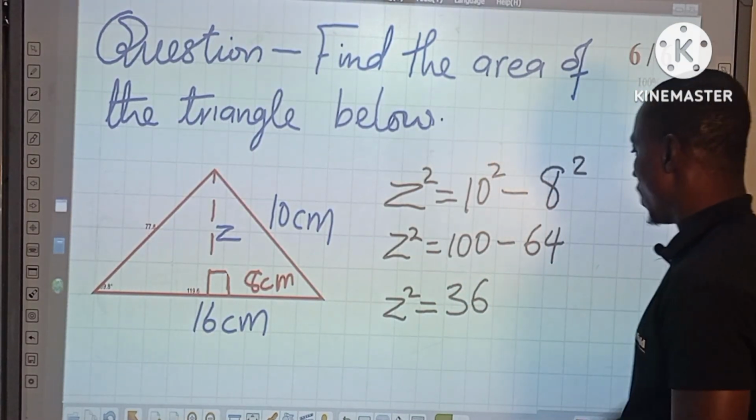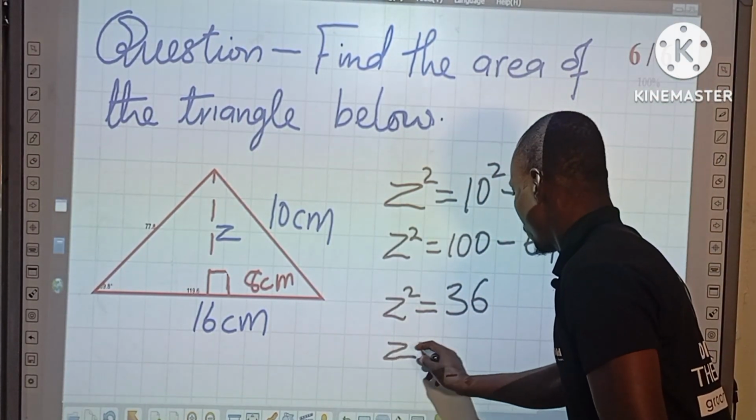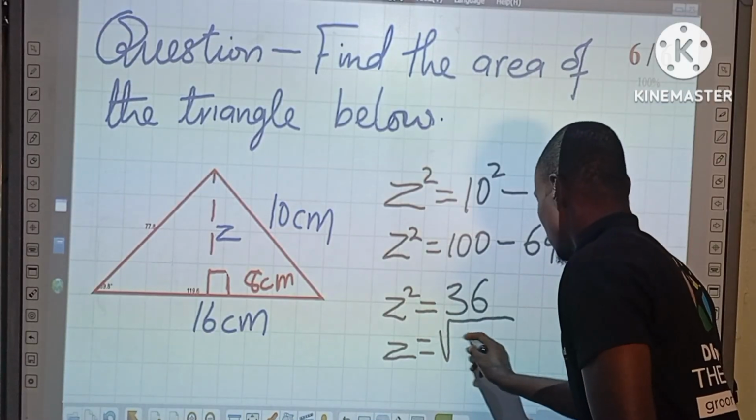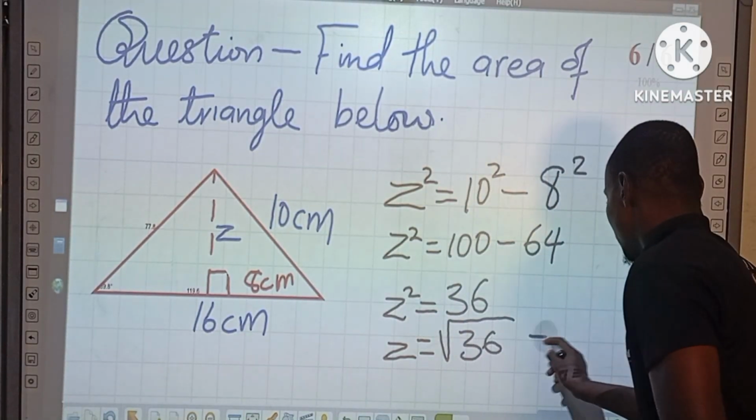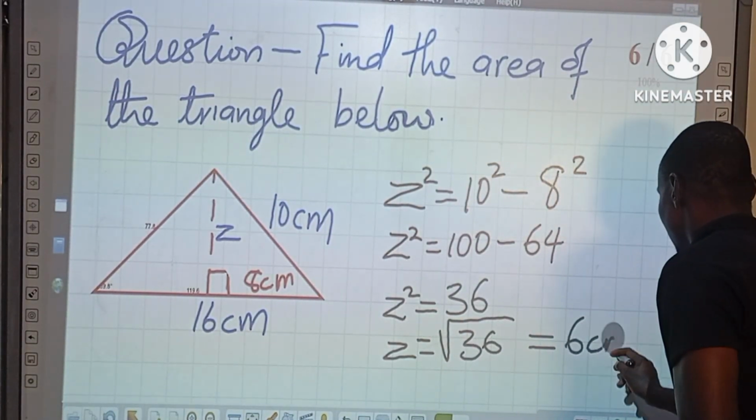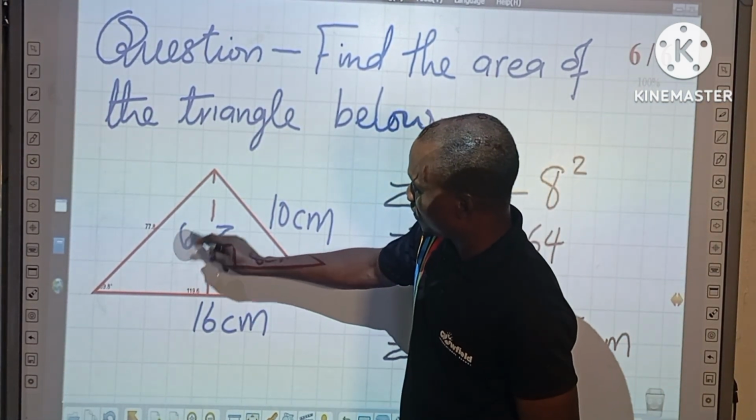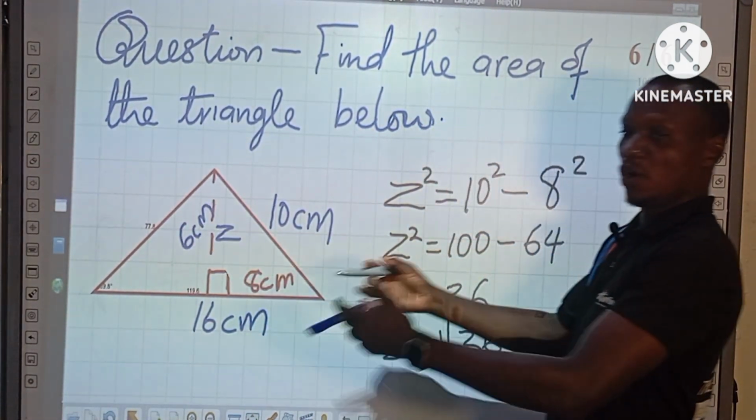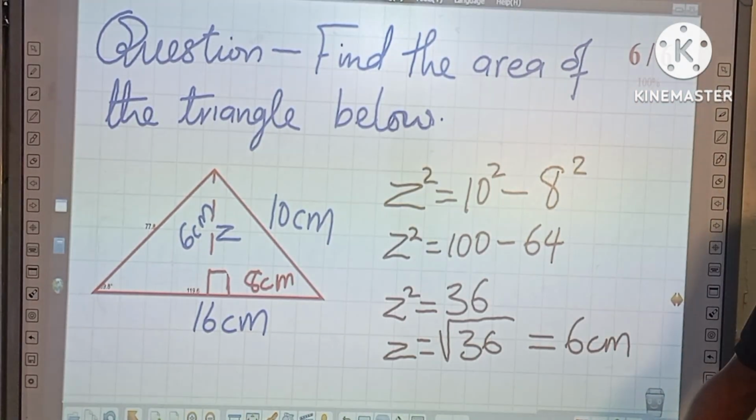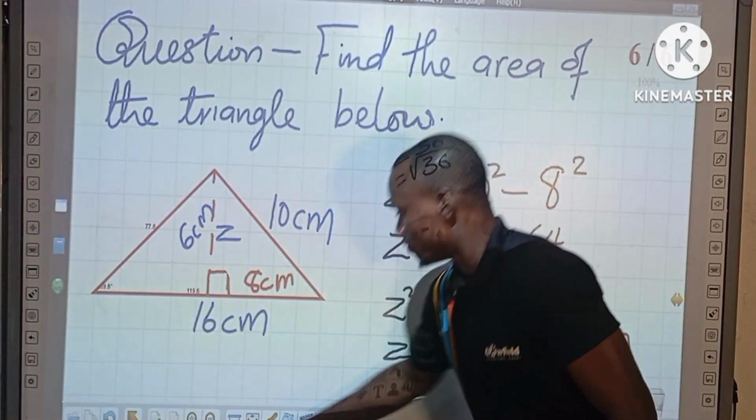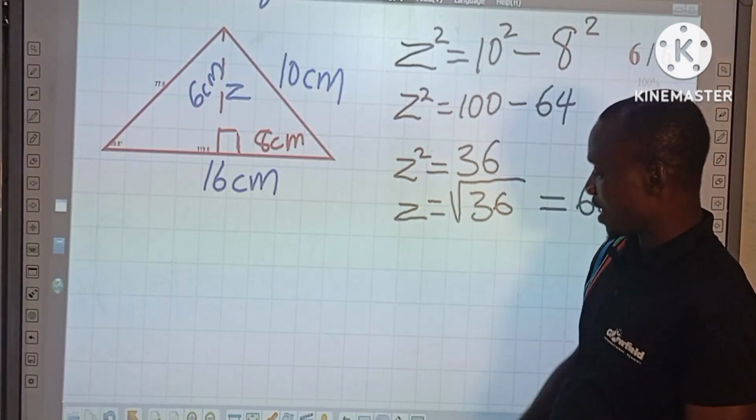36. Now, to get just z, we're going to look for the square root of 36. And the square root of 36 is equal to 6 centimeters. So, the height of this triangle is 6 centimeters. With this, we can now calculate the area of the triangle. Now, let's calculate the area of the triangle to arrive at our final answer.